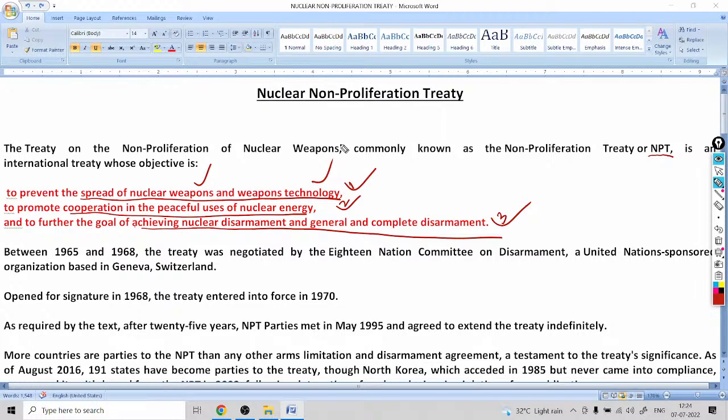Fine. As required by the text, after 25 years, the NPT review meeting was held in 1995. As per the original treaty, there is a provision that 25 years after the treaty came into force, there will be a review conference, and the review conference was held in 1995, because the treaty came into force in 1970. So in 1995, a review conference was held, and that review conference extended the treaty for an indefinite period. That means the original treaty that came into force in 1970 was for 25 years, and that is 1995. In 1995, there was a review conference.